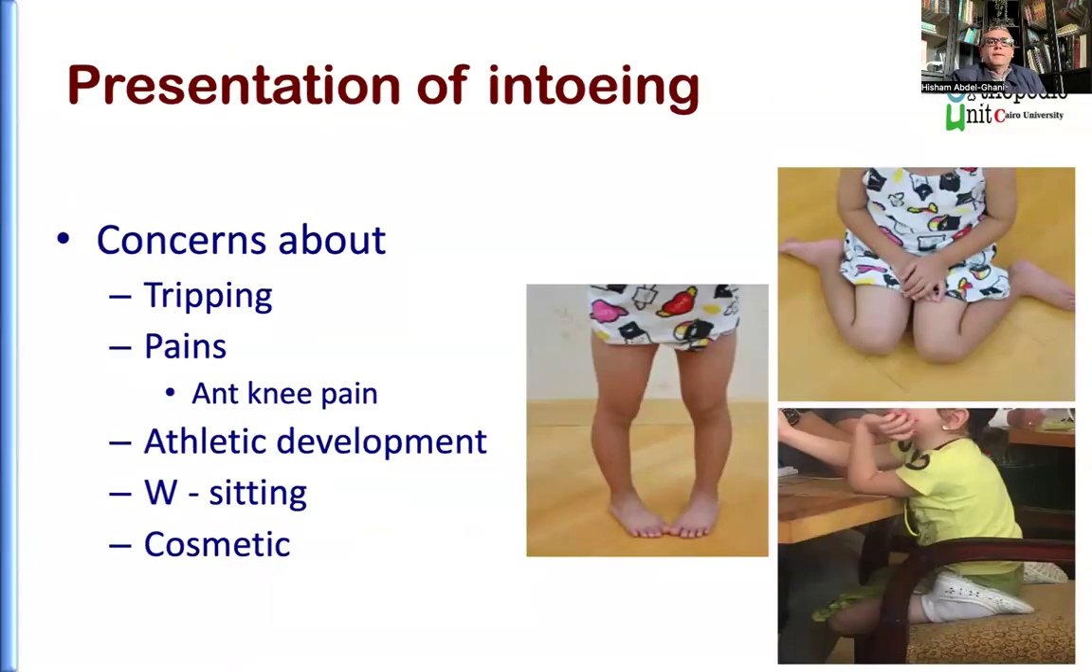So after knowing the rotation, how to examine and how to assess, the patient presents with a lot of concerns. Usually the mother and parents complain that the child falls repeatedly on the ground. They have tripping because the feet interfere with each other. Sometimes they attribute pains in the body and lower limb to this intoeing gait, especially pains around the knee and around the ankles, and some raise concerns: he is a football player or a runner, how will he go on with this deformity?